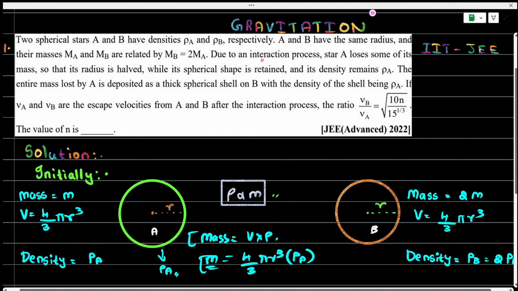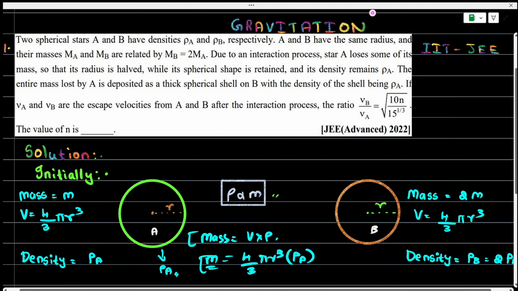Due to an interaction process, star A loses some of its mass so that its radius is halved, while its spherical shape is retained and its density remains rho A. The entire mass lost by A is deposited as a thick spherical shell on B with the density of the shell being rho A. If VA and VB are the escape velocities from A and B after the interaction process, then the ratio of VB by VA is equal to under root of 10 n divided by 15 to the power of 1 by 3. Then the value of n is. This is the question. Let's see the solution.